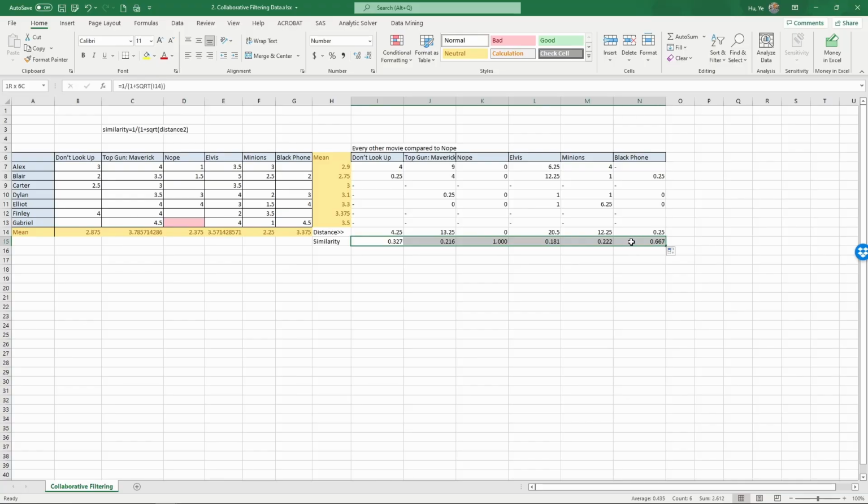And just based on the similarity measure here, let me conditional format this. You can see that the green ones are the most similar ones, and other than the movie itself, the movie that is the most similar to Nope is Black Phone. And then if you want to predict ratings, Black Phone should receive more weight, right? Because this is the most similar to Nope. If someone likes Black Phone, chances are someone will like Nope as well. On the other hand, if a movie is very dissimilar, like Elvis, if someone likes Elvis, it really says nothing about whether that person would like Nope. So that's the whole idea of collaborative filtering.